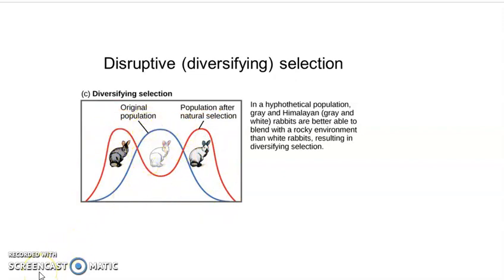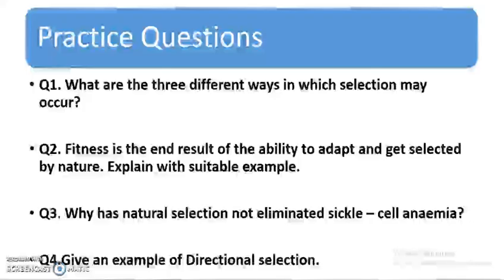So here we finished natural selection. Now finally we have reached our practice questions. Question number 1, what are the 3 different ways in which selection may occur? Question number 2, fitness is the end result of the ability to adapt and get selected by nature. Explain with a suitable example. Question number 3, why has natural selection not eliminated sickle cell anemia? Question number 4, give an example of directional selection.